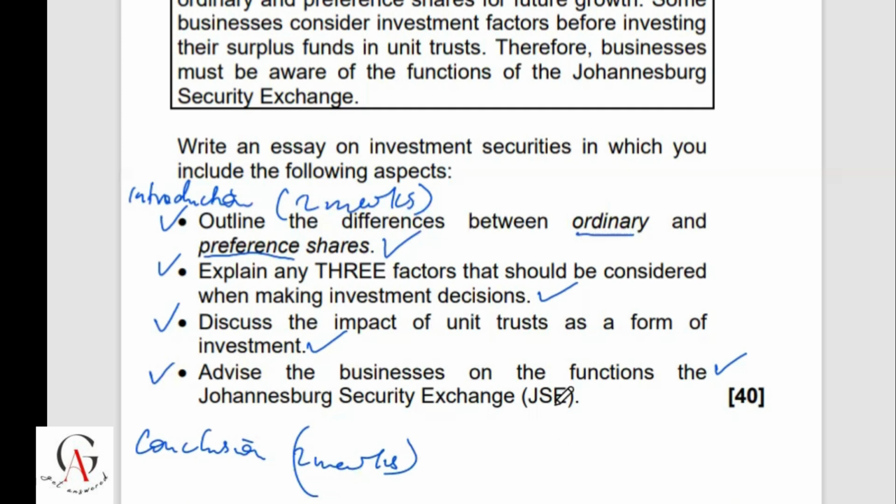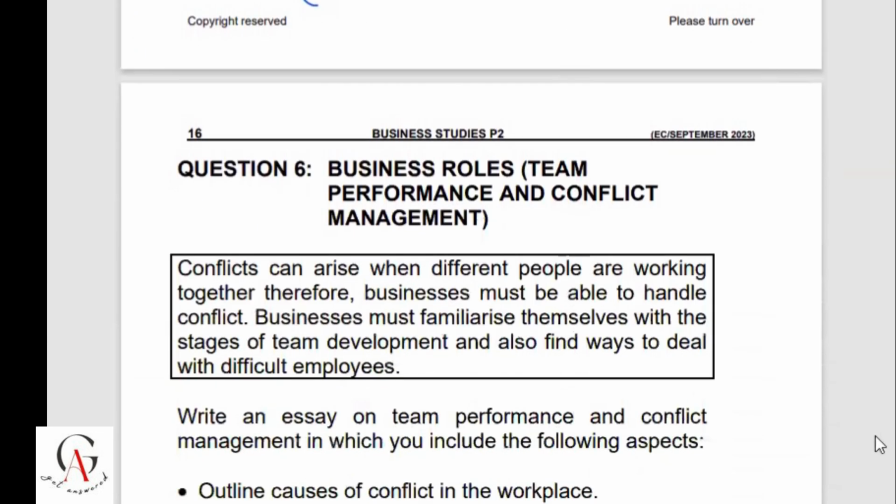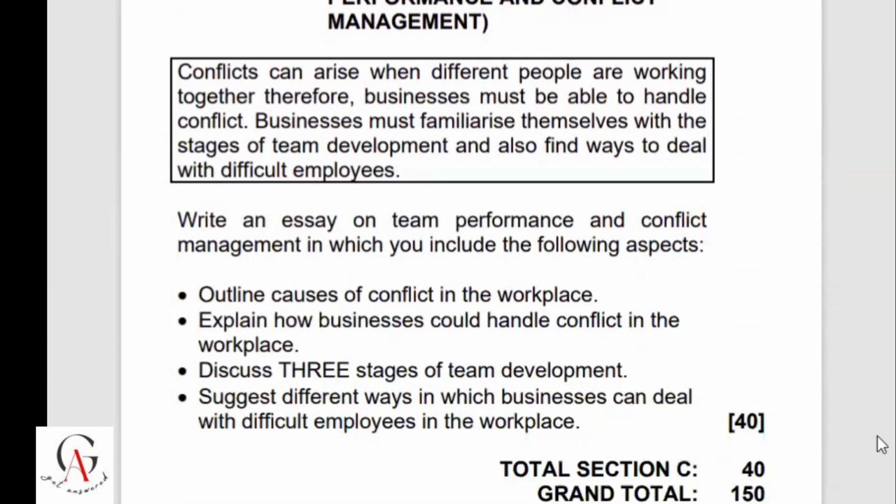Okay, grade 12. Now let's move on to the essay on team performance and conflict management. Conflicts can arise when different people are working together. Therefore, a business must be able to handle conflict. So businesses must familiarize themselves with the stages of team development and also find ways to deal with difficult employees.